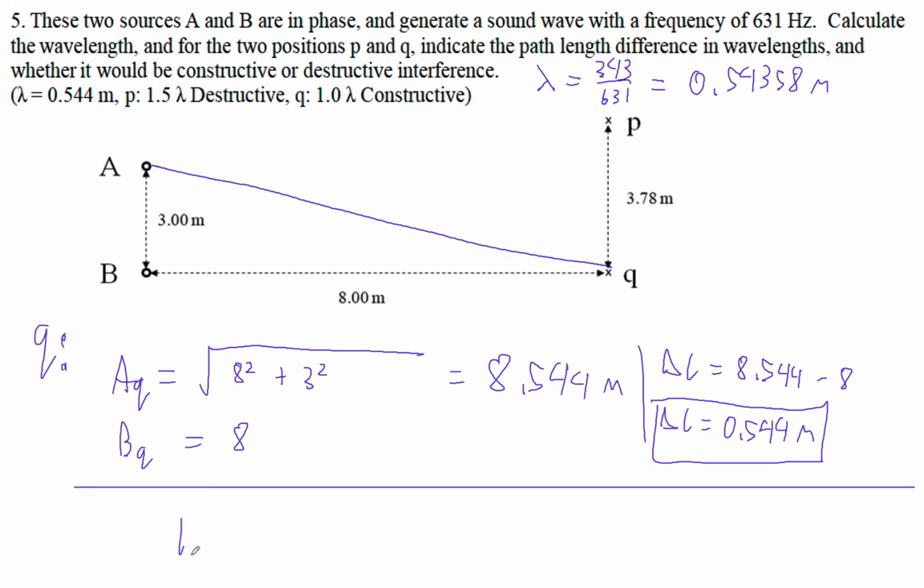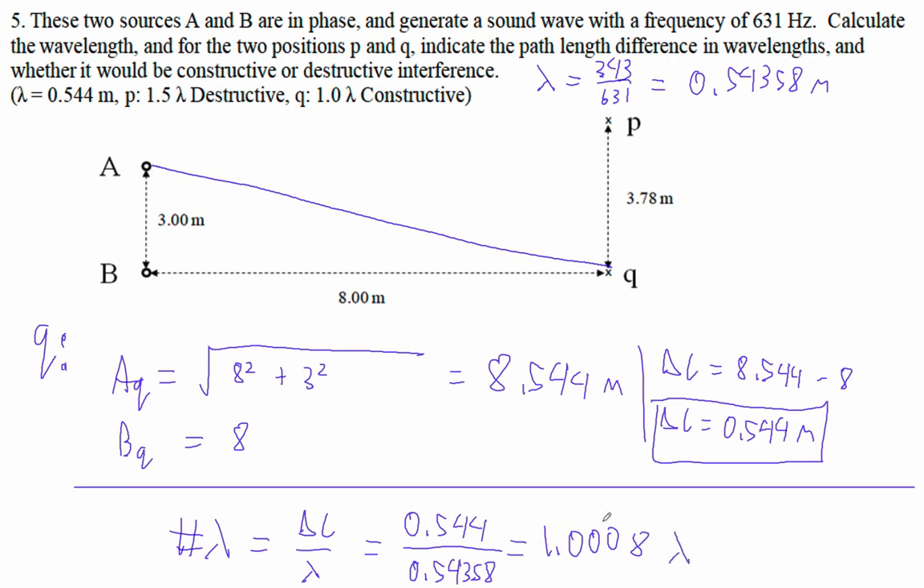All right. So now we got to figure out our number of wavelengths. So that is L over the wavelength, right? So that's going to be 0.544. I think you can see that this is headed toward one wavelength, right? 0.54358. Okay, so that guy minus 8 divided by my wavelength. And that is 1.0008 roughly wavelengths, right?